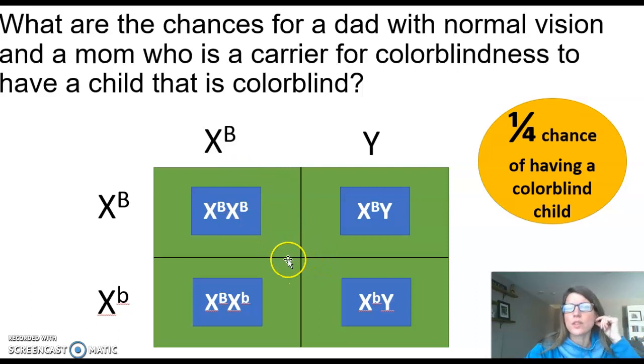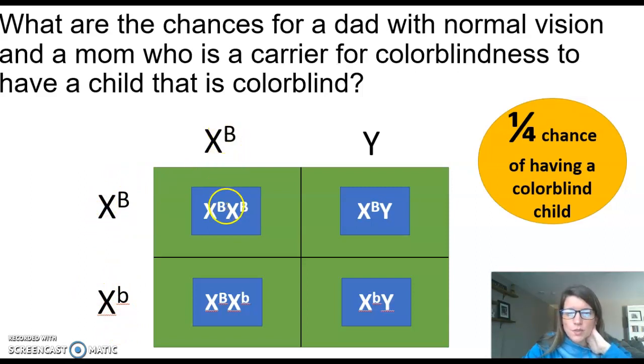So the example is this: what are the chances of a dad with normal vision and a mom who's a carrier for colorblindness to have a child that is colorblind? If you look on top here, this is the dad, or the male's genotype: X big B, Y. The female is on the side here: X big B, X little b. So he up here has normal vision, the big B is normal vision, and nothing's carried on the Y. Your female over here has normal vision, big B, but she carries the allele for colorblindness. That little b is, remember, the colorblindness. So normal vision dad crossed with a normal vision but carrier mom.